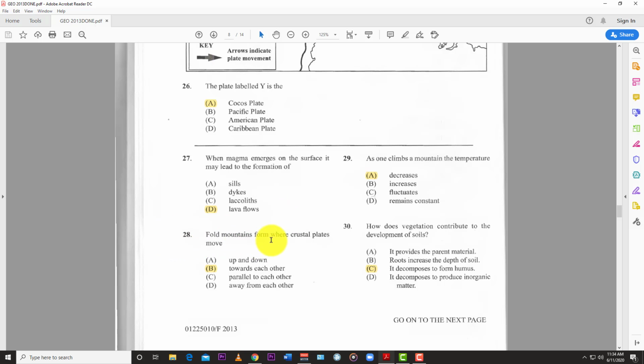Number 28. Fold mountains form where crustal plates move, and the answer is B, towards each other. When they move towards each other, they clash, and you get the fold mountains forming.